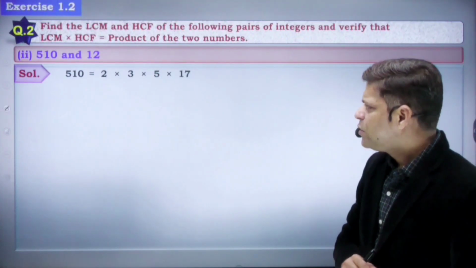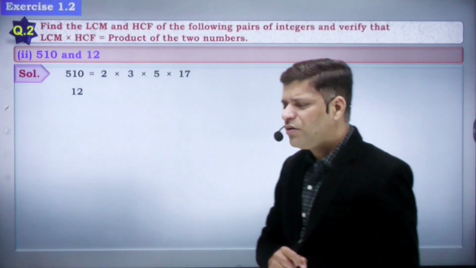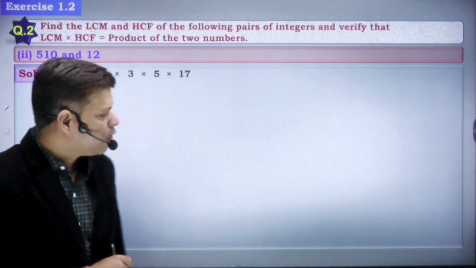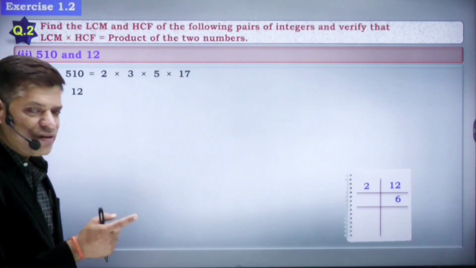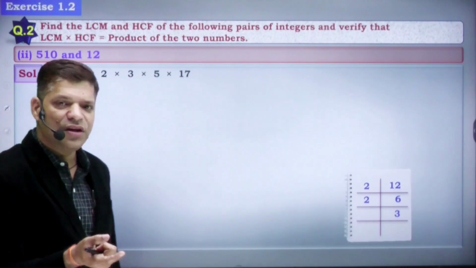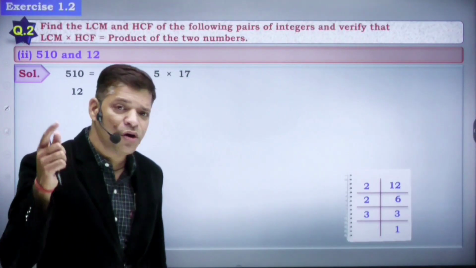The next one, we are given 12. So the prime factorization of 12 we can also do very easily. Okay, so it will be divided by 2, then 6, then divided by 2, then 3, then divided by 3, then it will be equal to 1.